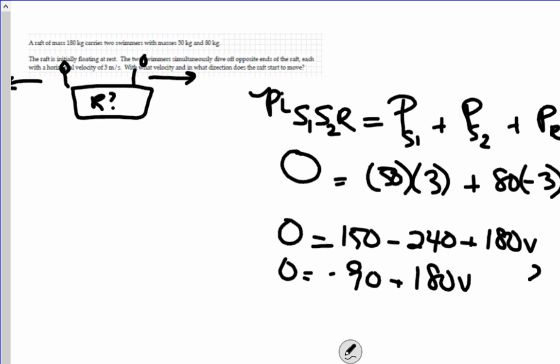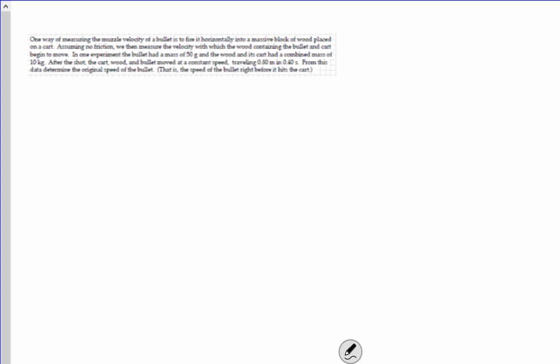90 on the other side divided by 180 equals v. So I get a velocity of about ½ meter per second. And since it's positive, that means that the raft is going in the direction of the 50 kilogram swimmer. Hopefully that makes sense, right? Because the other guy has more momentum, so the raft compensates by going the direction of the lighter swimmer.